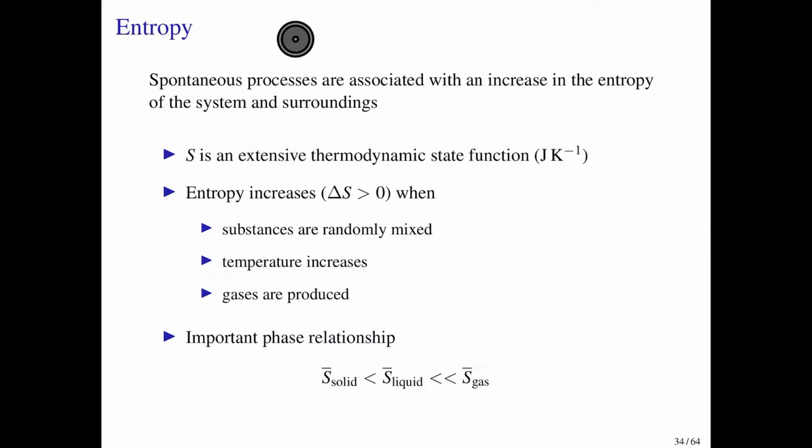Here we have essentially a statement of the second law of thermodynamics, which tells us that a process will be spontaneous if the entropy of the system and surroundings increases. This allows us to distinguish between spontaneous and non-spontaneous processes. The entropy of the system plus the entropy of the surroundings, the sum of those two quantities, will increase for any spontaneous process. For a non-spontaneous process, that total entropy change would be negative.